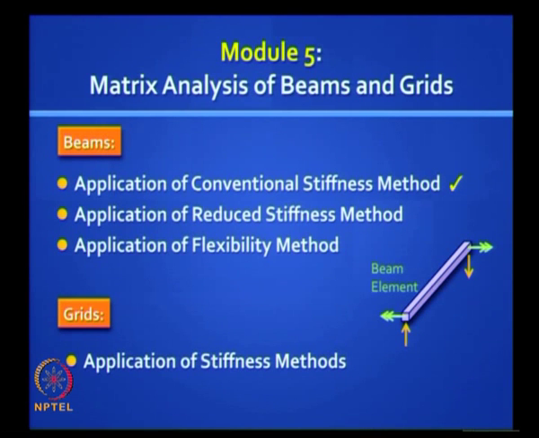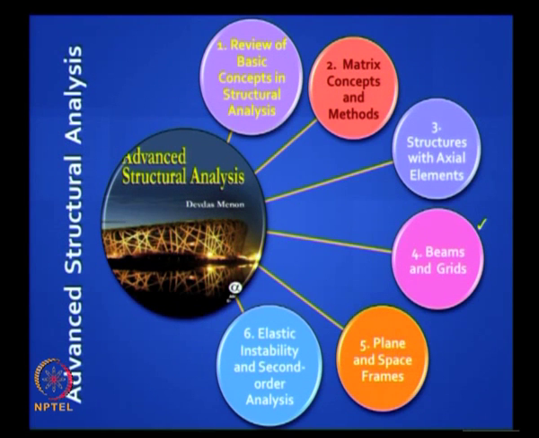Morning, this is lecture 28. We are continuing with module 5, matrix analysis of beams and grids. We are reviewing the conventional stiffness method. If you recall, in the last class we actually solved one problem. This is covered in the chapter on beams and grids in the book on advanced structural analysis.